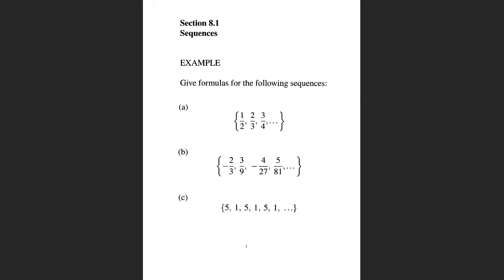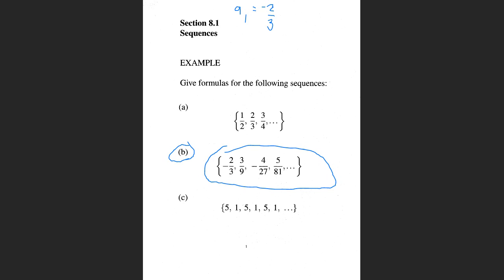All right, well, let's go to part B. Okay, here's the sequence. And again, I find it very helpful to get a formula for the sequence. I find it helpful to write down the terms. The first term, a sub 1, is negative 2/3.